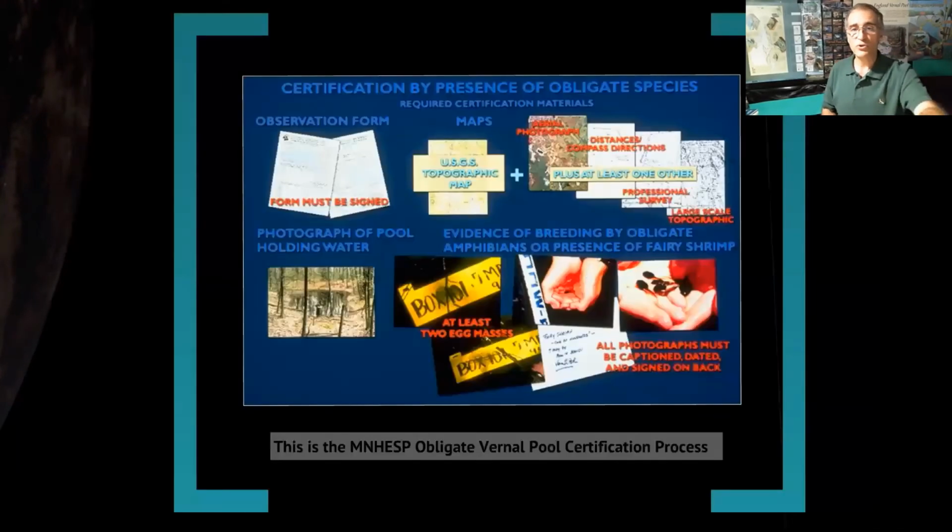This is what you would do to certify a vernal pool under the state Natural Heritage Program. You see the different maps, pictures. You have to show that the water isn't connected to another water body, just to make sure fish can't get in there.